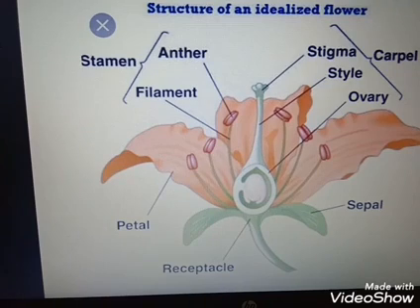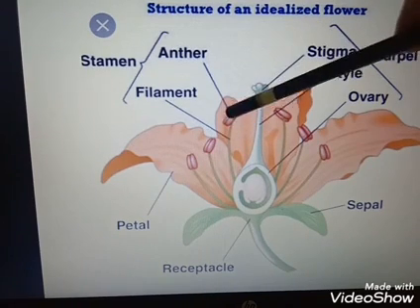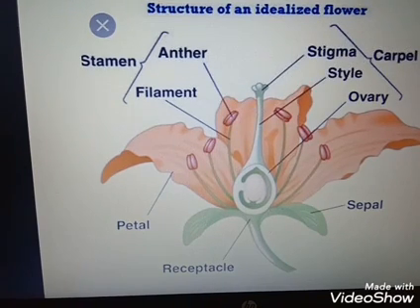Then two-lobed anther. In this figure we can see the two-lobed anther. But in all flowers, the anthers are not seen as two-lobed. So this two-lobed anther is known as dithecous.